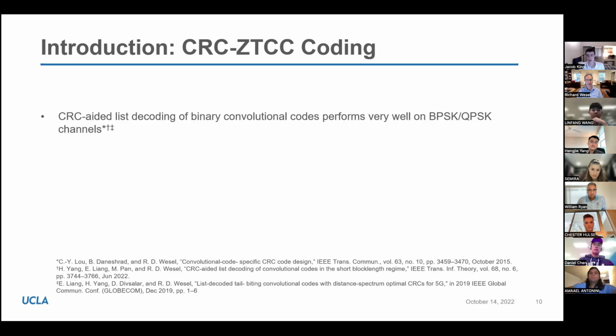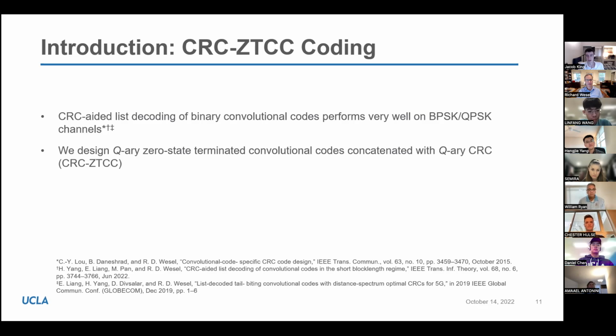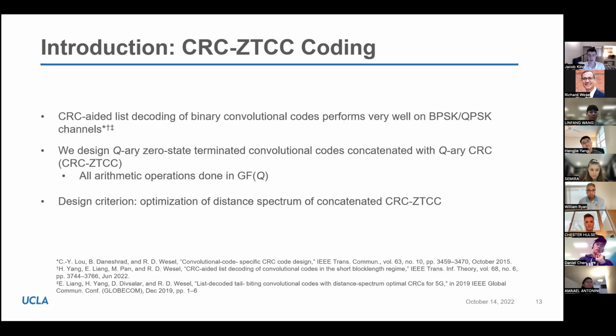Many papers have shown that CRC-aided list decoding of binary convolutional codes performs very well on the BPSK channel. We build on this work and design Q-ary zero-state terminated convolutional codes concatenated with Q-ary CRC. We call this concatenated code a Q-ary CRC-ZTCC. Since we are working in a Q-ary alphabet rather than a binary one, all operations are done in the Galois field of Q elements, otherwise known as GF(Q). We designed these CRC-ZTCCs in order to optimize the distance spectrum of the concatenated code.